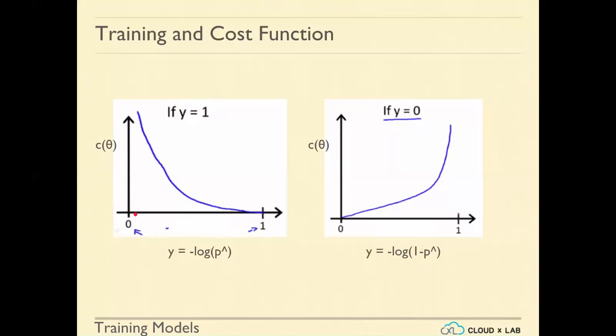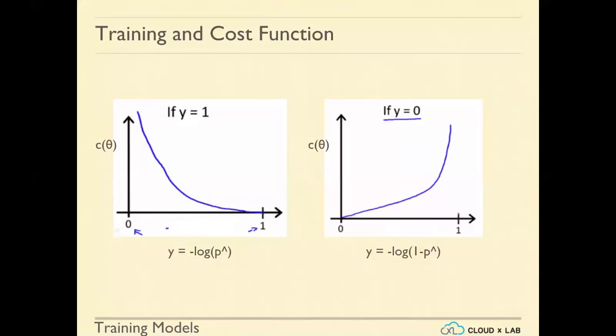If at very low values, where the probability is really 0, the cost is going to be tremendous. That means this is something undesirable, and this is what is desirable. So what we do in training is minimize cost. Strangely, in logistic regression we have two cost functions.